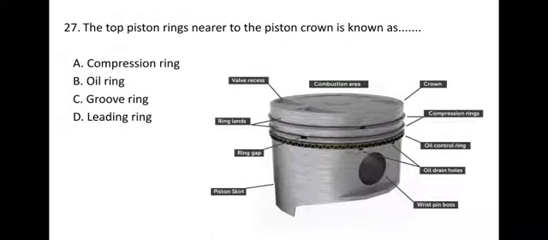Next question. The top piston ring near to the piston crown is known as, and the answer is compression ring. Here you can see the different types of ring. This piston has 3 different grooves, and the top of the piston is the crown. The ring nearer to the piston crown is known as the compression ring, and below the compression ring there are oil control rings. So the piston has 2 types of ring, the compression ring and the oil control ring.